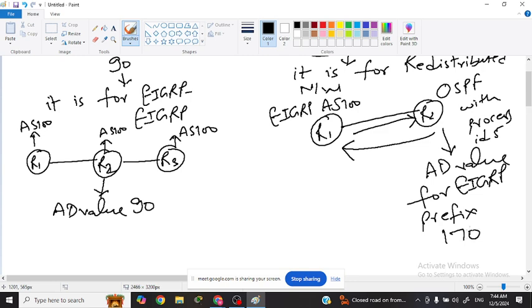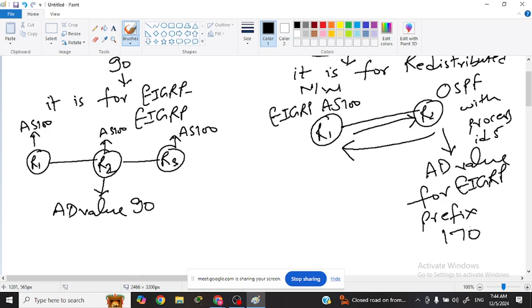When do we use AD value 90 and when do we use AD value 170? For the redistributed network, it will be 170. For the simple EIGRP network, it will be 90 only. Is it clear?